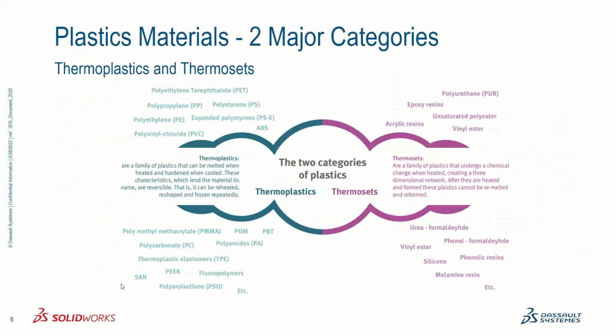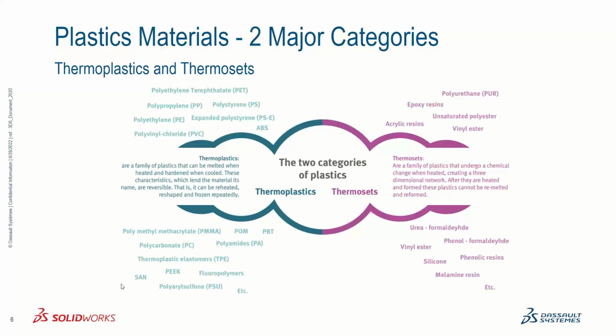So when we look at plastics materials, you can broadly classify them into two buckets or two categories: thermoplastics and thermosets. Each of these categories has its own unique set of properties and applications. But the primary physical difference between thermoplastics and thermosets is that thermoplastic materials can be remelted back into a liquid, whereas thermoset plastics always remain in a permanent solid state.